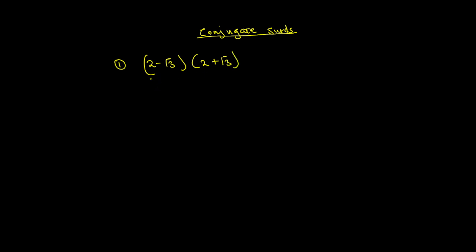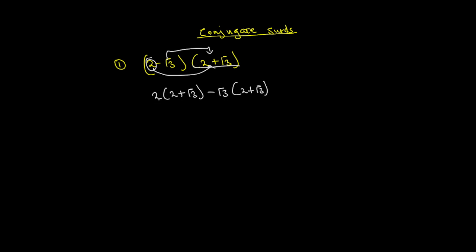Now per the rule, what is the rule saying? We take this particular number, we multiply by the whole of this, and then we take this particular number, multiply by the whole of this. Okay, so let's do that. So we have 2 multiplied by 2 plus root of 3, and then minus root 3 multiplied by the whole of this, 2 plus root of 3.